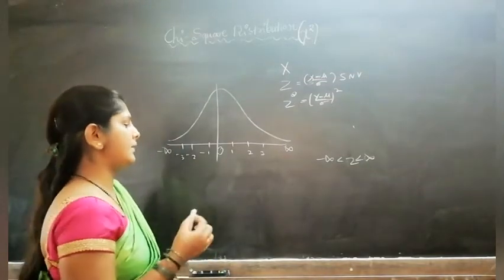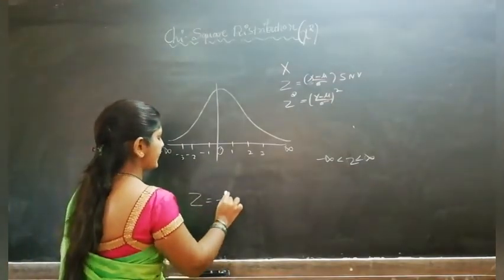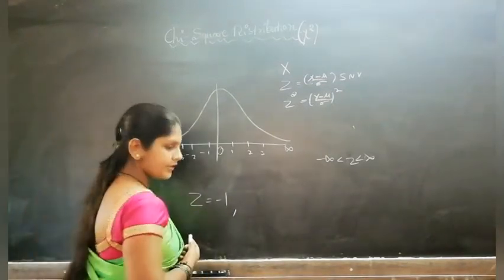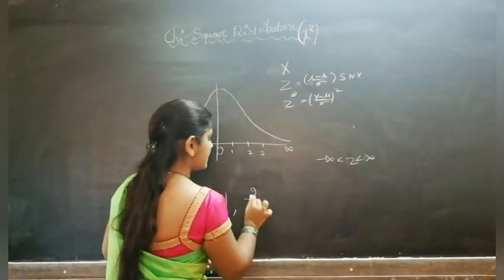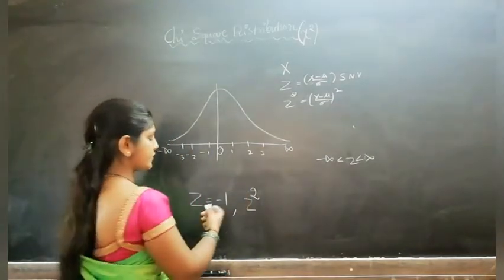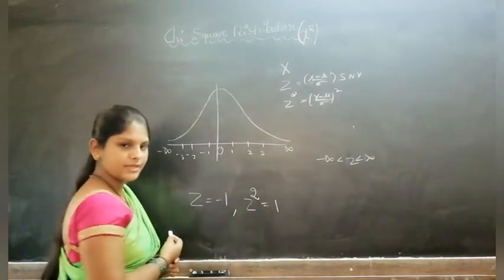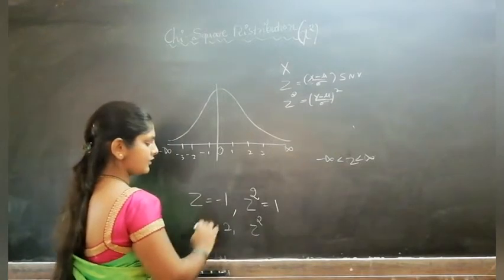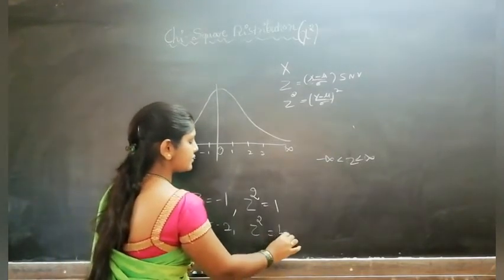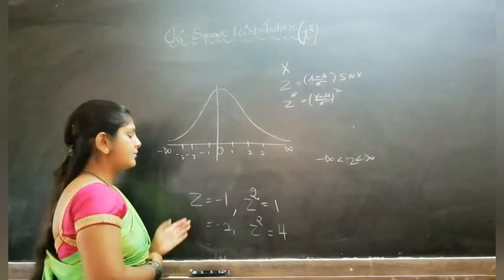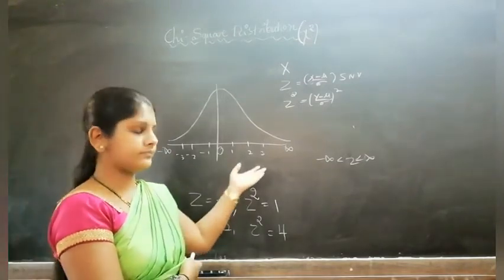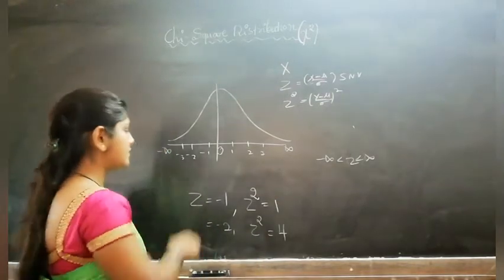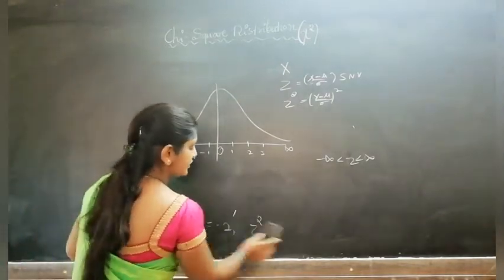So for example, if z is equal to minus 1. According to the definition, chi-square is nothing but the square of the standard normal variate. So minus 1 square means plus 1. Similarly, if z is minus 2, what is chi-square? The square of the standard normal variate, so minus 2 square means 4. Similarly, if we take any negative values, the chi-square variate will get positive values only, correct? So we will get the curve on the positive side only.